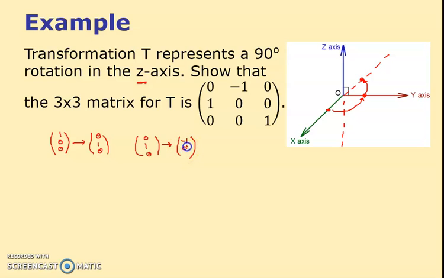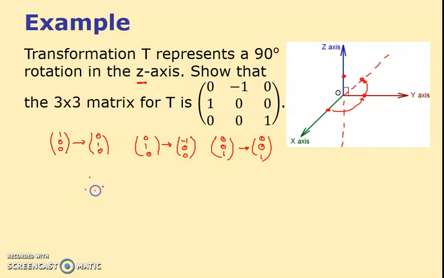0 in the y, and 0 up, which is of course the numbers I've got here. And the last one is 0, 0, 1. Where does that go to? Well, 0, 0, 1 is there. There's that point. If I rotate it about the z-axis, well, it is on the z-axis, so it's not going to move. It's going to stay as 0, 0, 1.